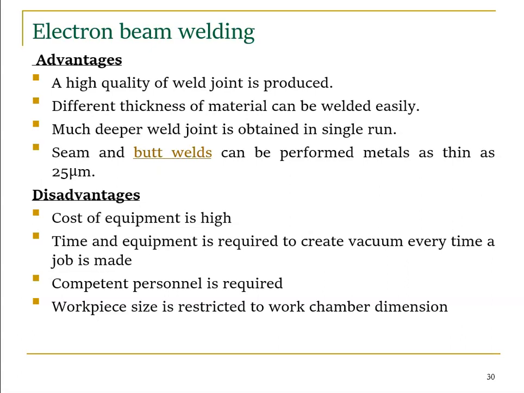So the advantages are that a high quality weld metal joint is produced. Different thicknesses of material can be welded easily. Much deeper weld joints are obtained in a single run. Seam and butt welds can be performed on metals as thin as 25 micron level. Right, so we have some limitations. The cost of equipment is high because we need a vacuum chamber. It is more costly. Time and equipment are required to create the vacuum every time a job is made. Competent personnel are required. Workpiece size is restricted to the work chamber dimension. So these are the electron beam welding limitations.